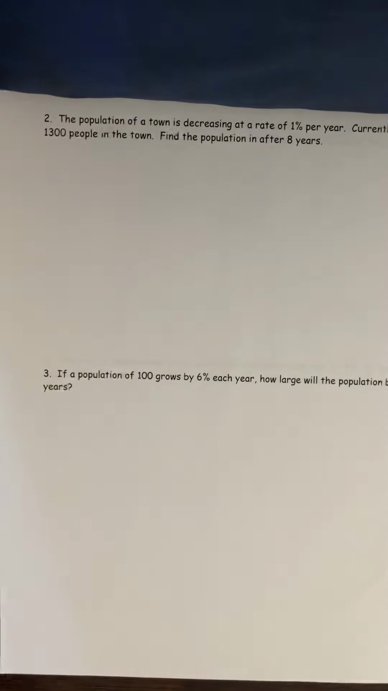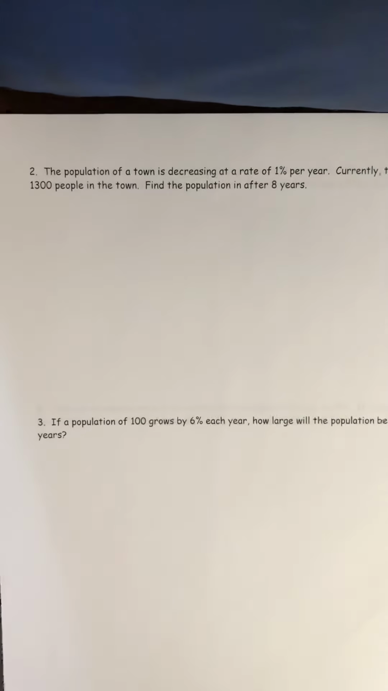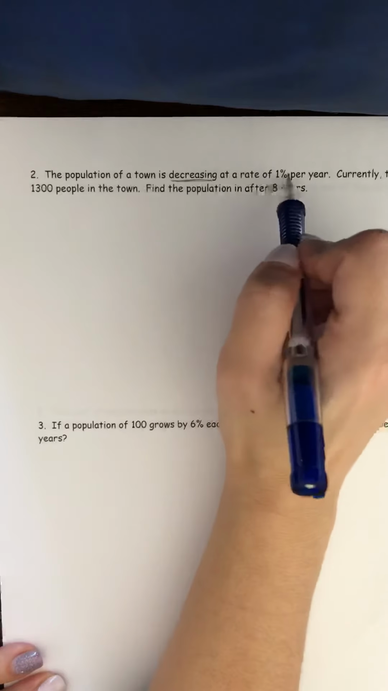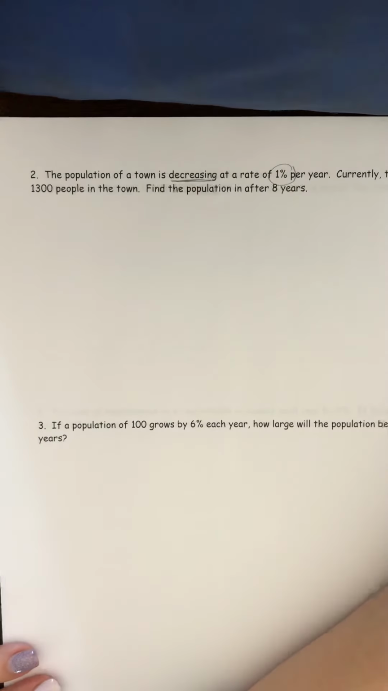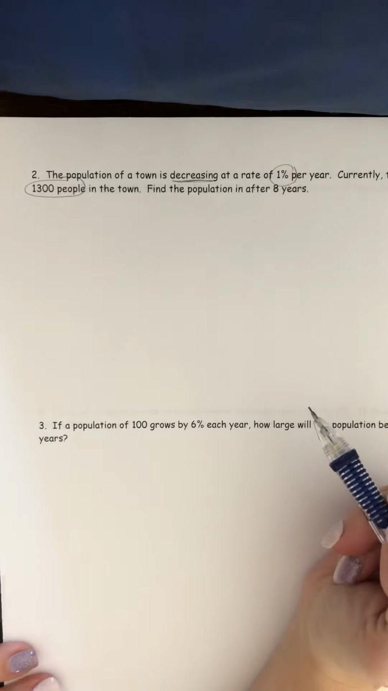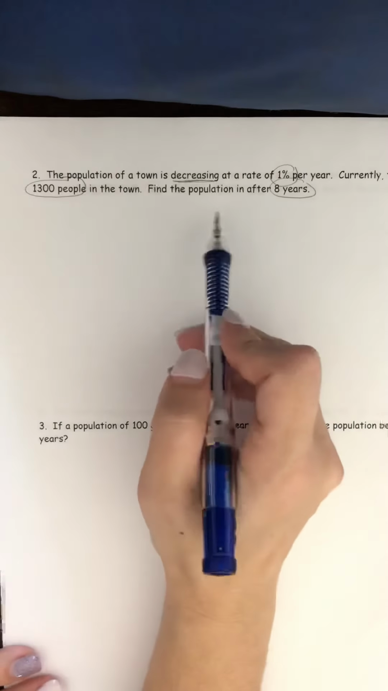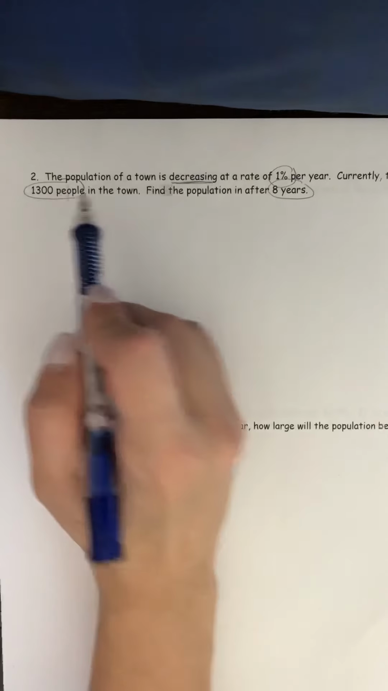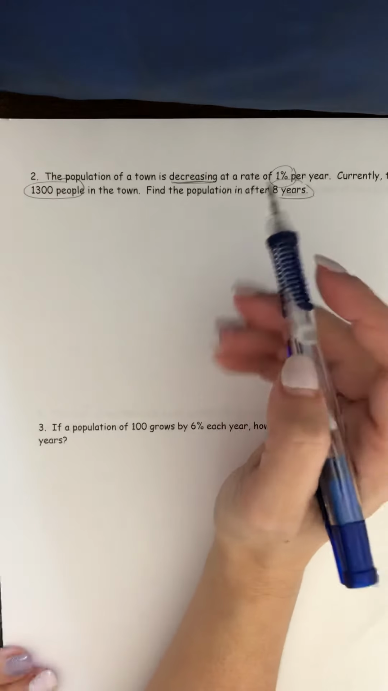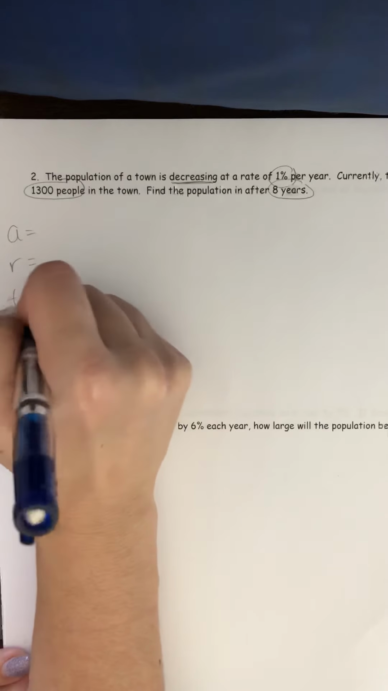It says the population of a town is decreasing at a rate of 1% per year. Currently, there are 1,300 people in the town. Find the population after 8 years. So this is the important information every time: the starting amount, the percent, the time, and then if we're increasing or decreasing. So again, I'm going to come over here and do A, R, and T equals.